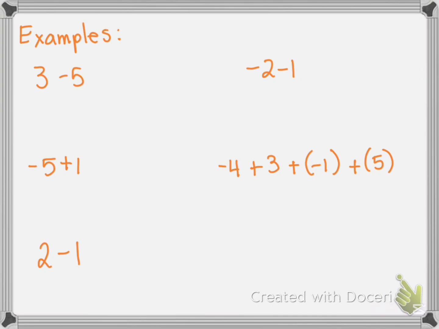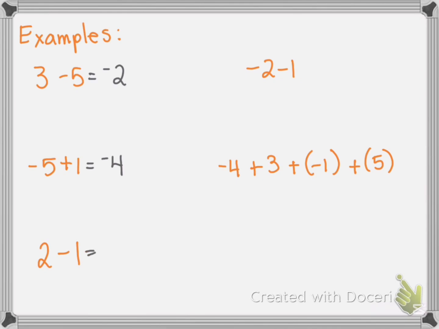Let's look at some examples. Again, 3 minus 5. We have a positive 3 and a negative 5. And so in this case, we subtract. 5 minus 3 is 2, and we choose the sign of the biggest number. Same thing on the next one, negative 5 plus 1. A positive and a negative. So we subtract. 5 minus 1 is 4, and we choose the sign of the biggest number, which is negative 5.